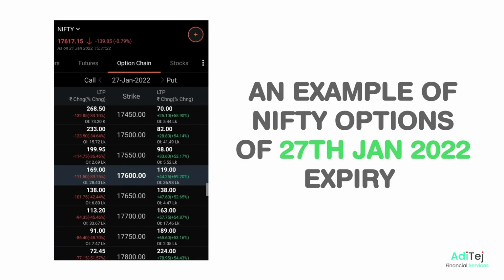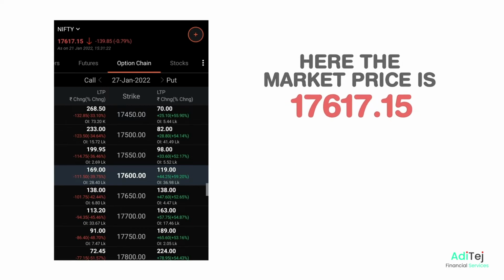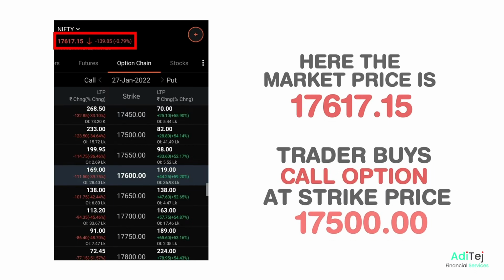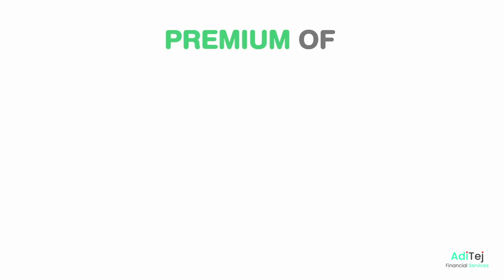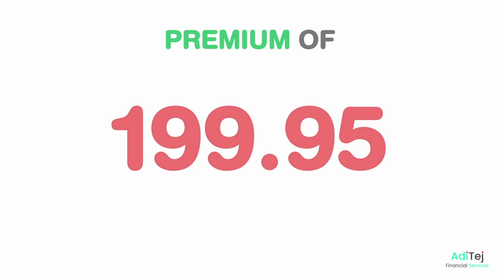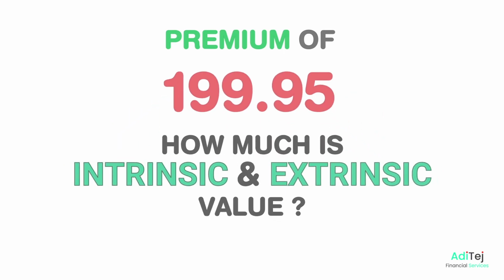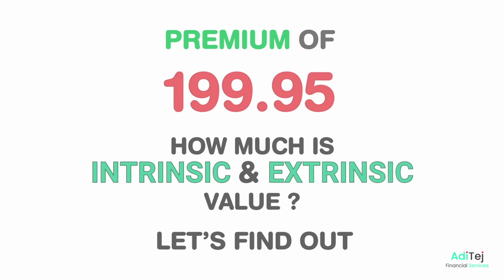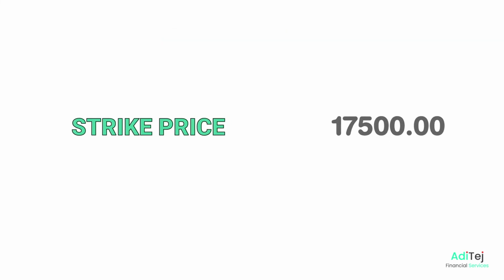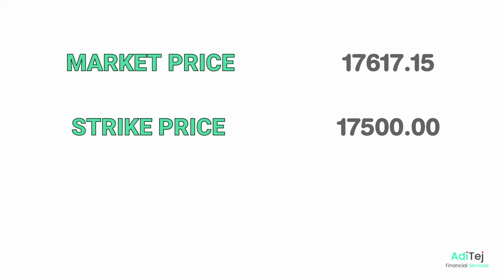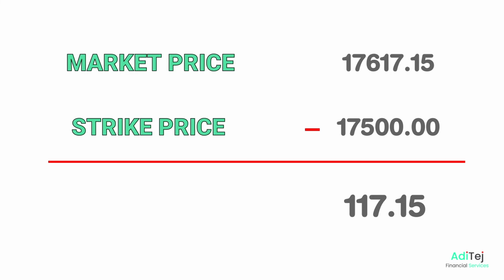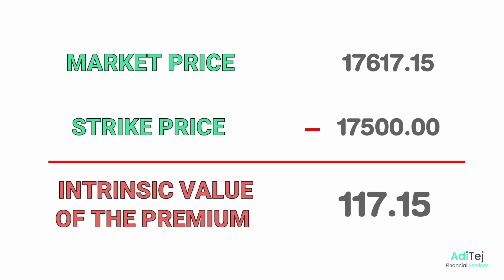Let's take an example of Nifty options of 27 January 2022 expiry. Here, the market price is 17,617.15. If a trader buys a call option at a strike price of 17,500 for a premium of 199.95, then for the premium price, how much will be the intrinsic and extrinsic value? Let's find out. Here, the strike price is 17,500. The market price is 17,617. So, if we subtract 17,500 from 17,617.15, we get 117.15. This is the intrinsic value of the premium.